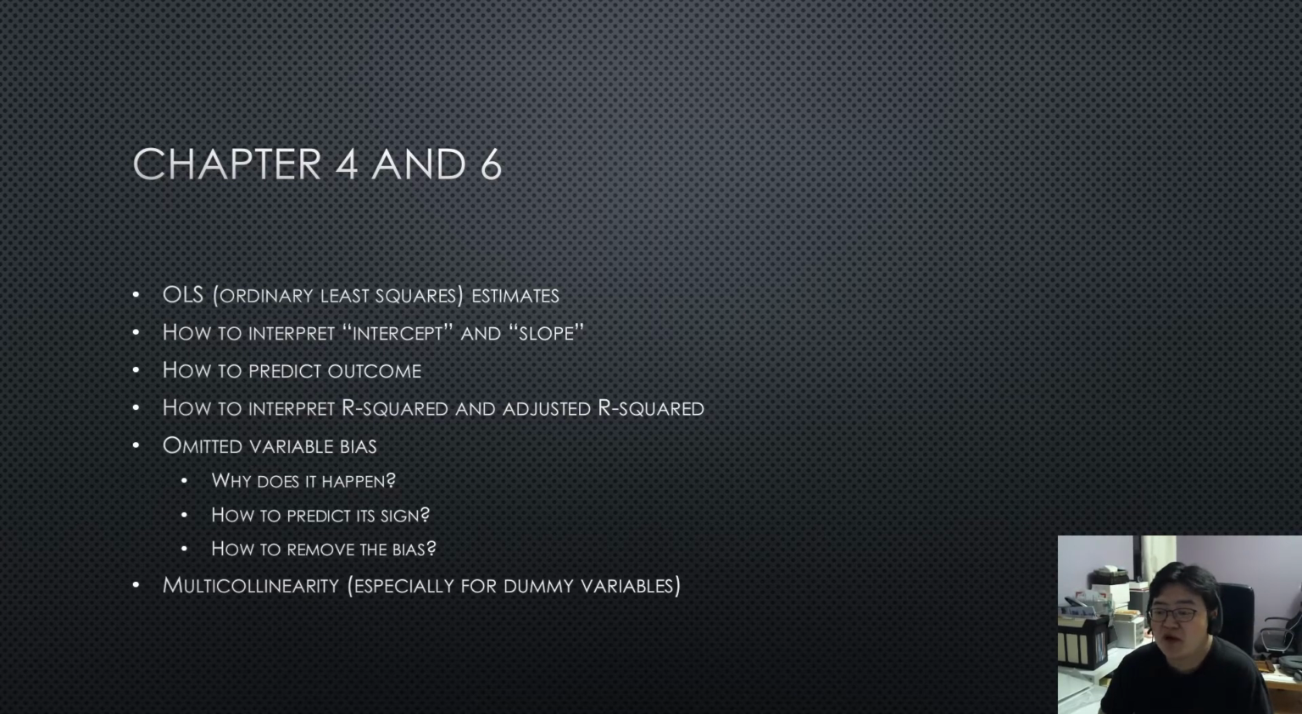It is also important to guess the direction of the bias. Even if sometimes omitted variables cannot be observed, so you have to admit that there is an omitted variable bias, still it is important to guess which direction the estimator is biased. And then how to remove the bias? It's simple. You need to include the variables or the related variables.